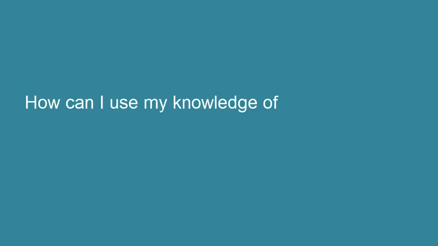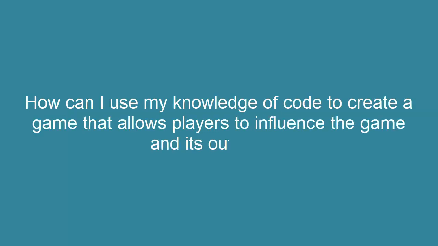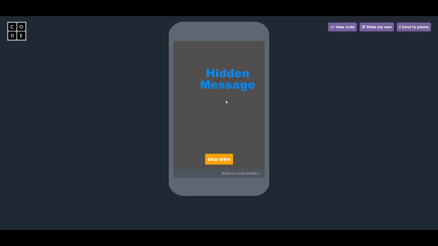When I began this project, I was guided by this question: how can I use my knowledge of code to create a game that allows players to influence the game and its outcome? And of course, the answer is like this. Now, I'm going to start off with a bit of a walkthrough of my game Hidden Message, followed by an explanation of some of the key parts.